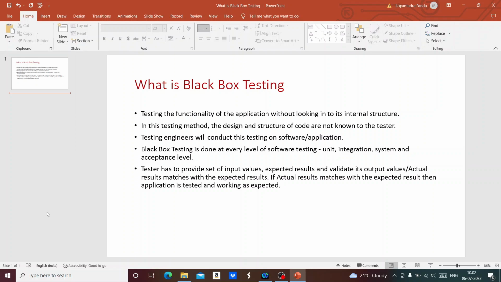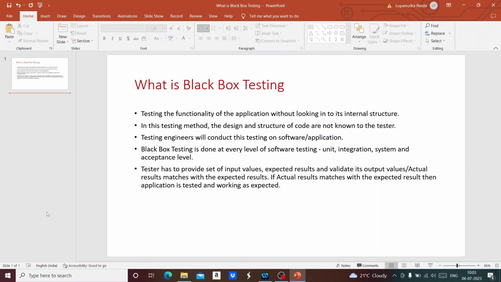You no need to bother about what coding standard they have used in that application, what kind of architecture they have used, what kind of programming language they have used. No need to bother about anything. Just being a tester, you have to test the outer part of the application, you have to test the functionality of the application without knowing anything about its internal structure of the code. That is called black box testing.